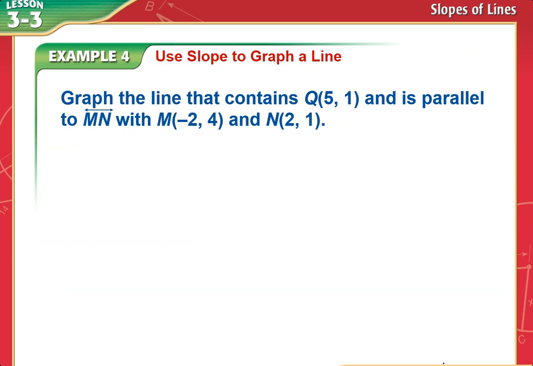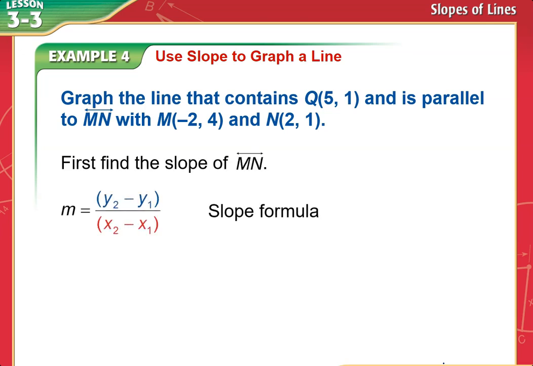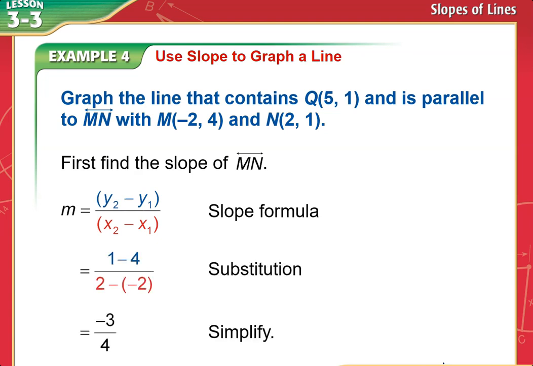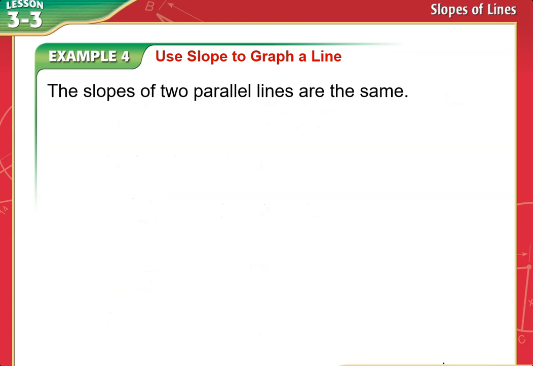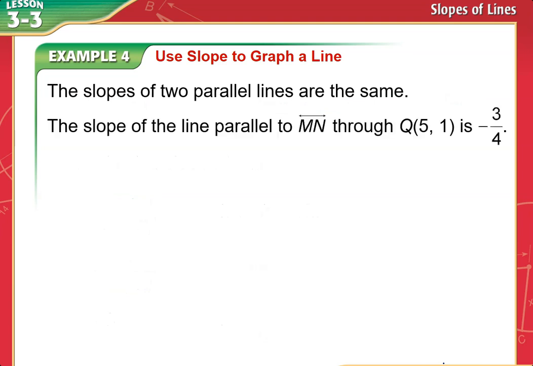Graph the line that contains 5, 1 and is parallel to line MN with M at -2, 4 and N at 2, 1. So let's find the slope of MN. We end up with a substitution using our rise over run with a -3/4. So we have a slope of -3/4. Now, the slopes of two parallel lines are the same. The slope of the parallel line through 5, 1 is -3/4.